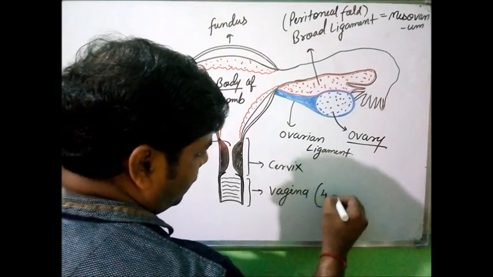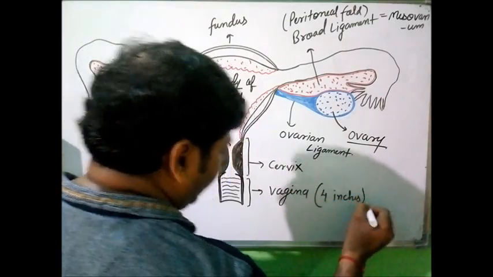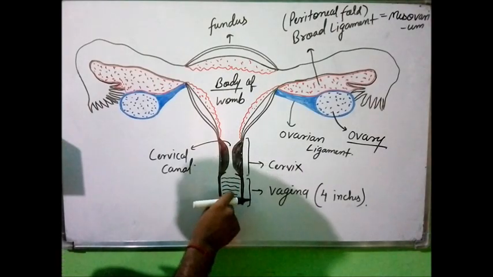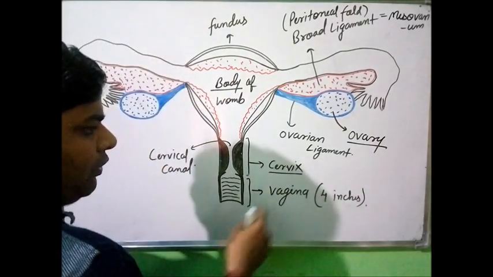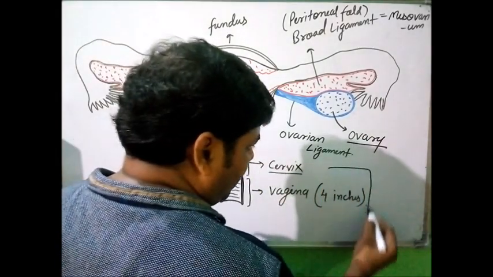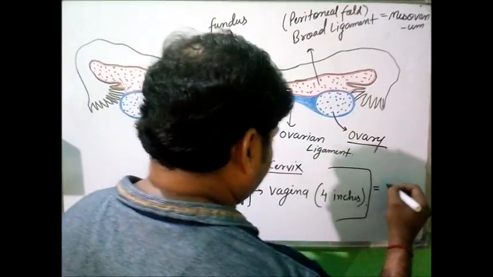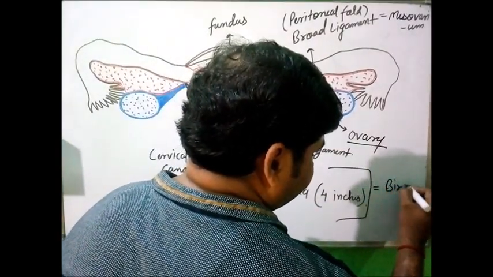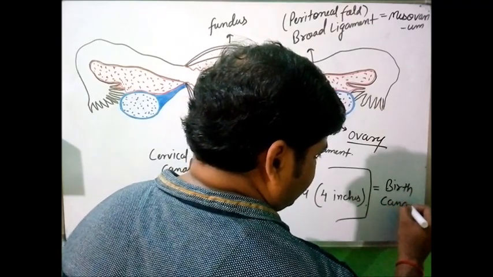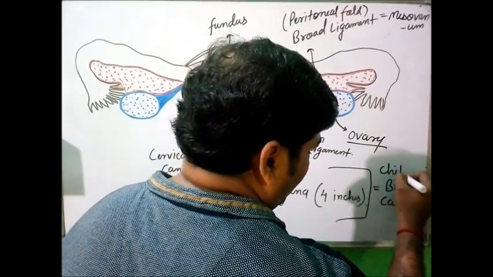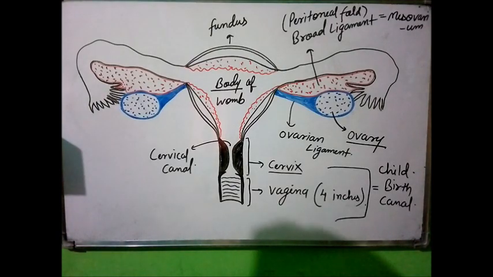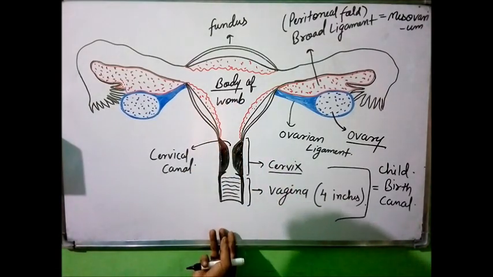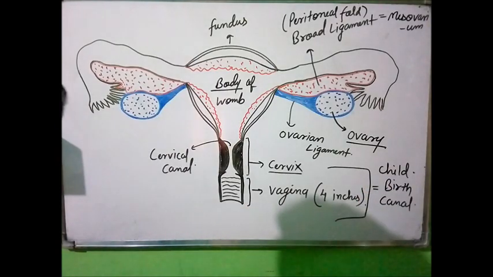and in females it is almost 4 inches. The vagina has a thin wall and a little more space, and it is connecting with the cervix. Now this cervix and vagina both work together as the birth canal at the time of birth of the fetus. So this is called the childbirth canal, because at the time of parturition or childbirth, the baby has to come out through this tube structure. That is why it is called the childbirth canal.